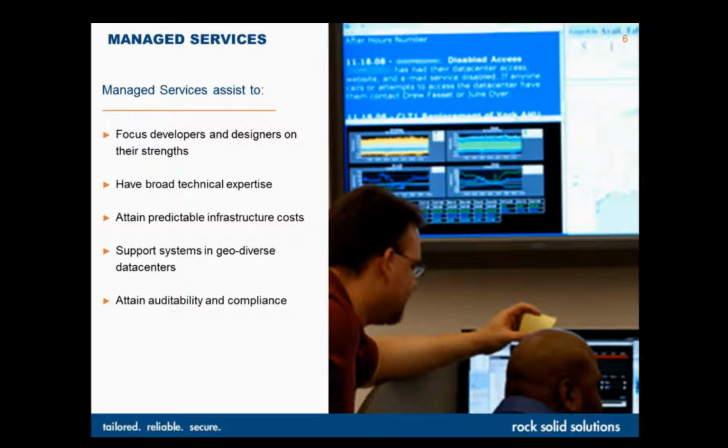Does your data center provide managed services? Managed services and data centers are converging. Most data centers these days have some sort of managed services, whether it's first party or third party. And in the gaming industry, those managed services can be a key to success. What managed services are going to do is allow you to focus your developers on their strengths.